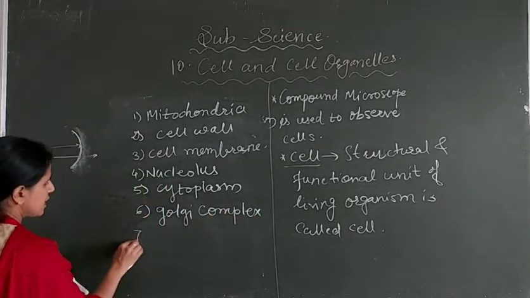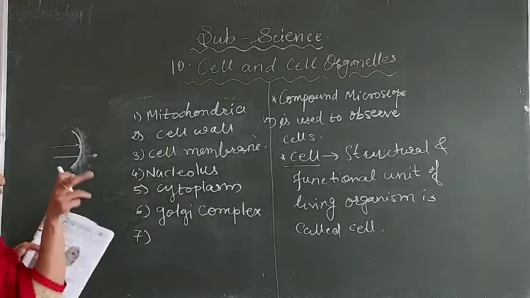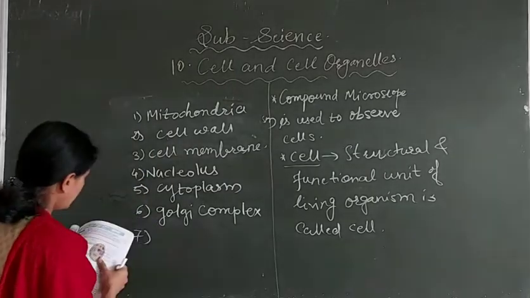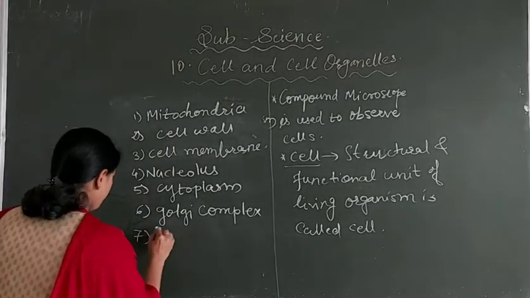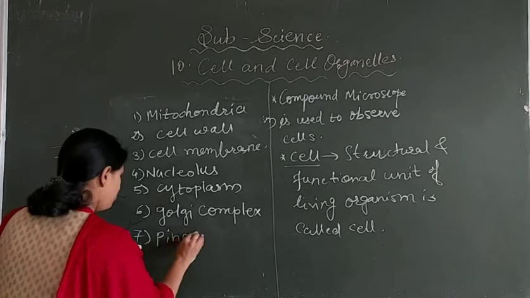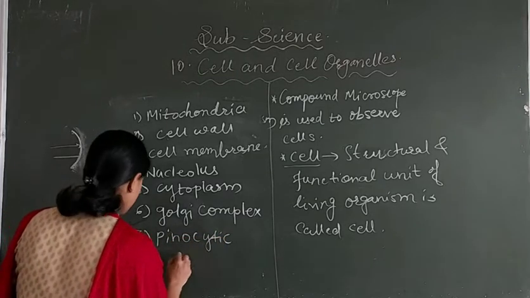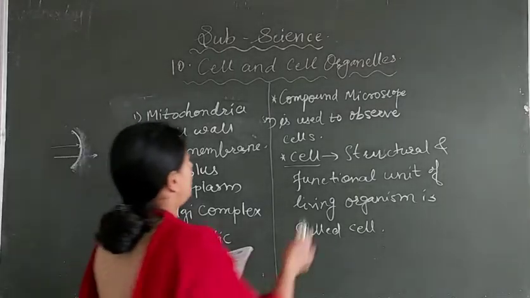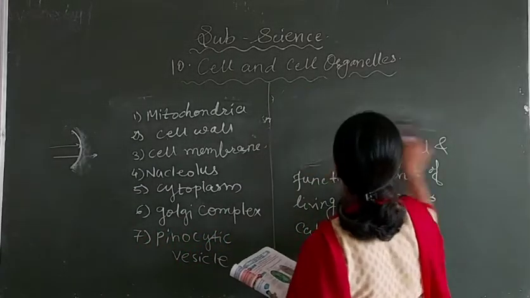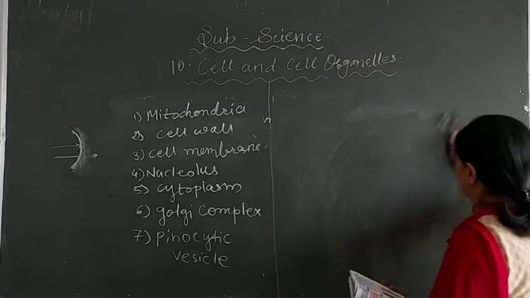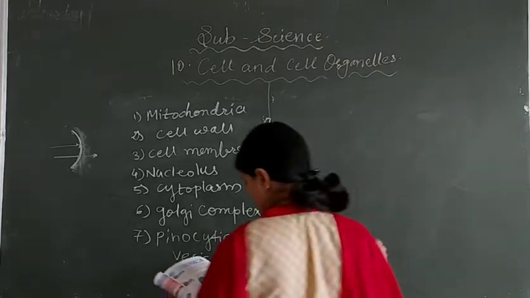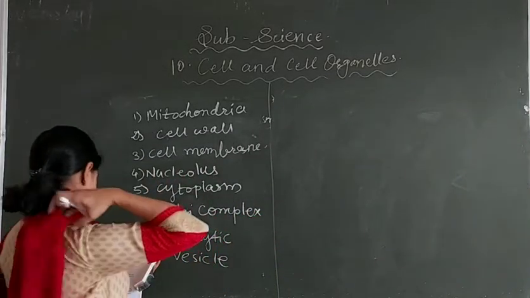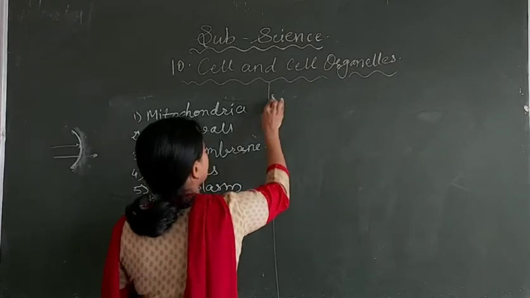Where is the seventh? In between the two diagrams. So that is the pinocytic vesicle. Eighth I am writing over here. So see, the eighth one is endoplasmic reticulum.